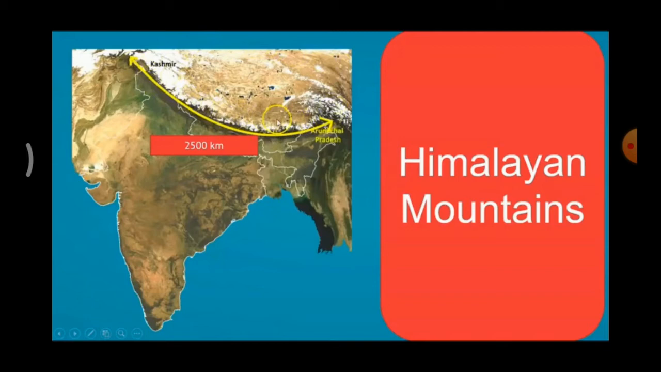It prevents the cold winds blowing from Central Asia and protects India from severe cold. These Himalayan mountains prevent heavy cold wind, so India is protected from that severe cold. Himalayas are renowned for their rich biodiversity.